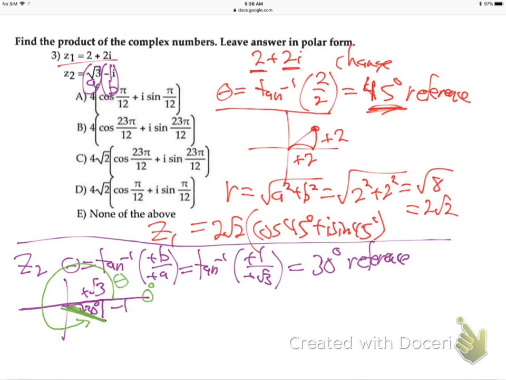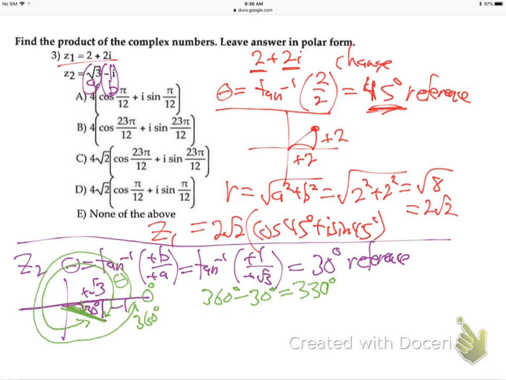Reference in the fourth quadrant, so it's 360 back up 30. It's going to be 330 degrees. Is that good? Everybody see how we're doing that? Because it's 360 all the way around, back up 30 degrees. So, all right, 330 degrees is the actual angle.